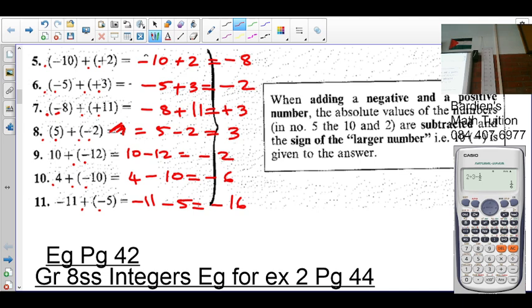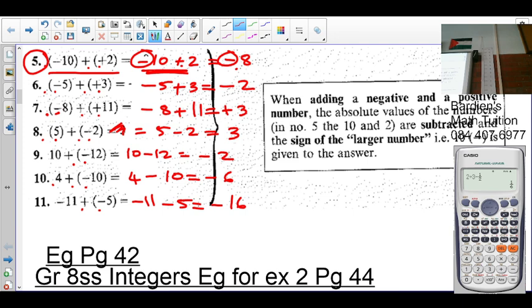Alright, you guys understand? Any confusion? No. And then we came to this rule here. We said when adding a negative and a positive number, the absolute values of the numbers are subtracted, and the sign of the larger number is kept. In number 5, 10 and 2 are subtracted, and the sign of the larger number is negative. Okay, so as you can see here, the signs are different. So we subtract, 10 minus 2 is 8, and you keep the sign of the bigger number.